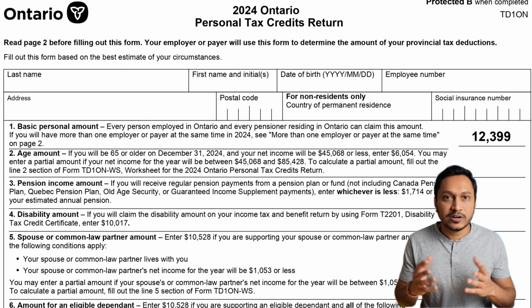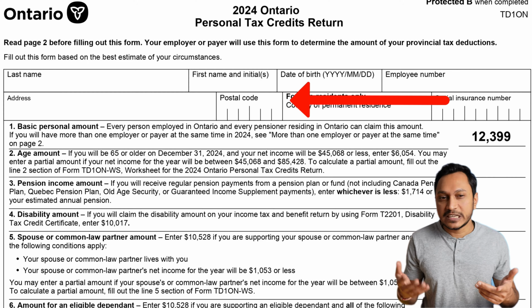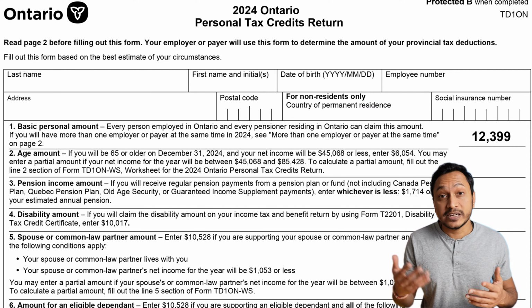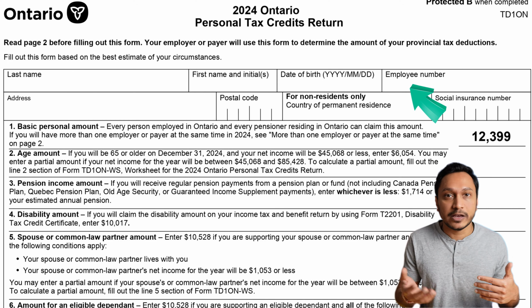So let's get started. First section is about the personal information. In this section, the common fields are last name, first name, date of birth, your address and postal code, and even your social insurance number. Employee number is only required if you have been given the employee number by your employer so far.